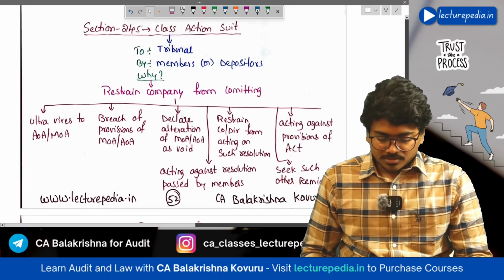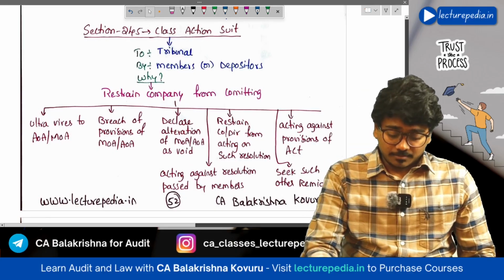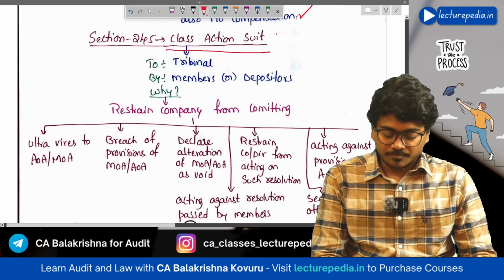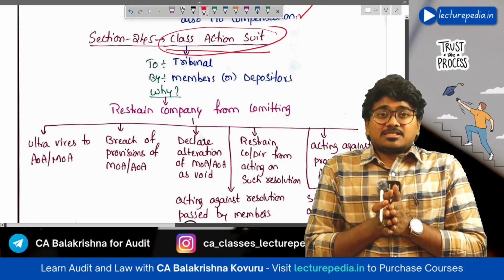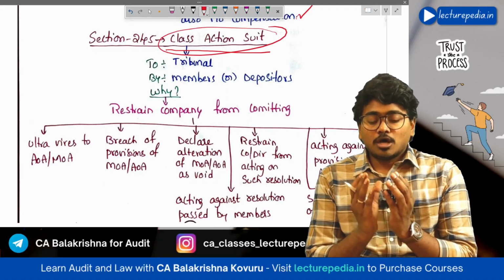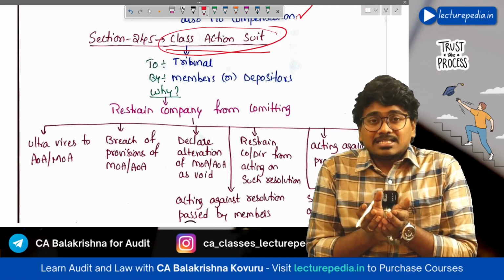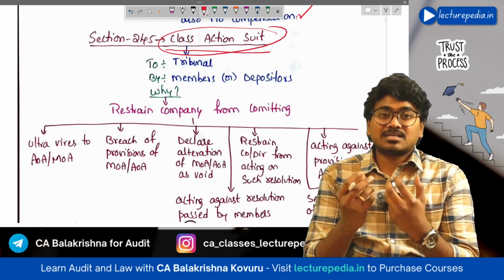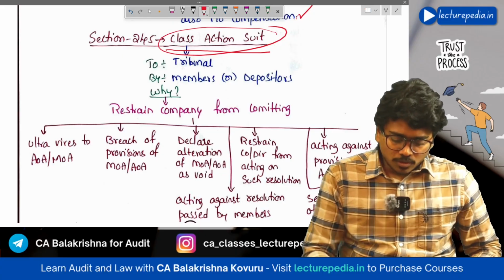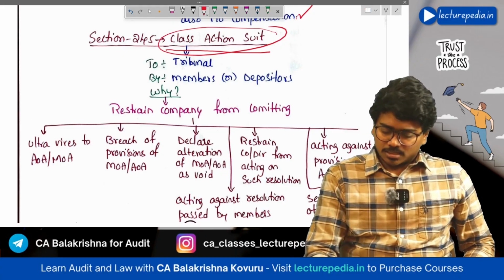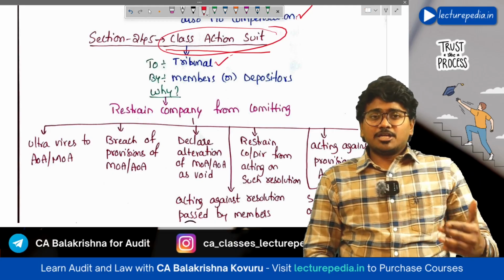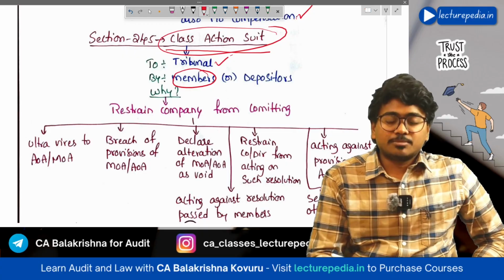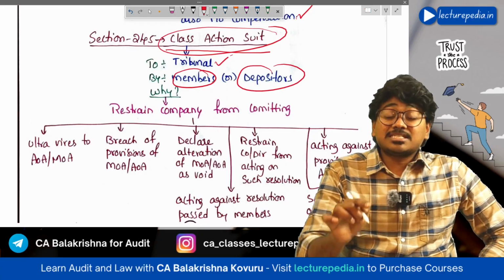Now moving to section number 245, which deals with class action suit. Class action suit means two or more people will come together and they will file the complaint or the application together. That is known as class action suit. Now, to whom can this class action suit be filed? Obviously, it can be filed with the tribunal, right? And who can file this class action suit? Either members, that means shareholders, or deposit holders.